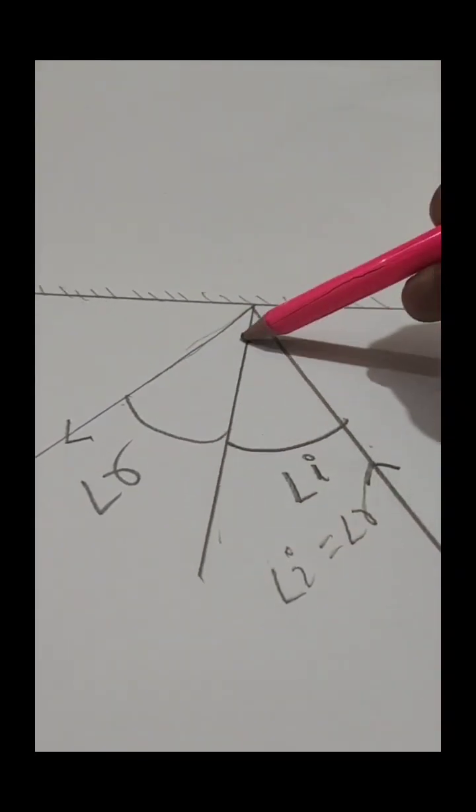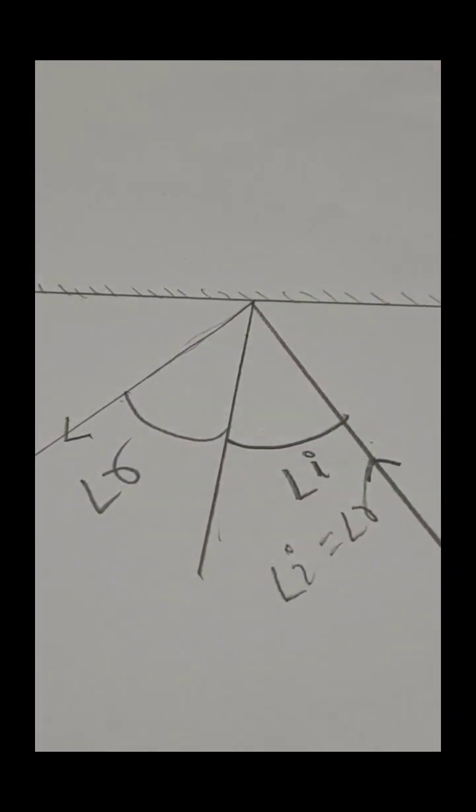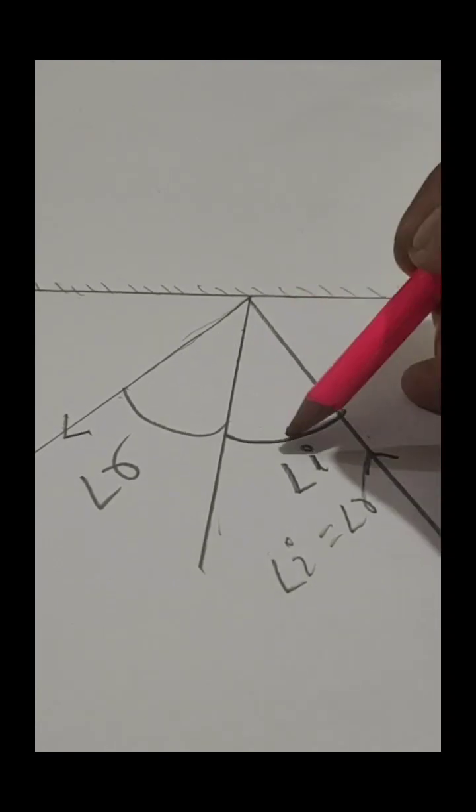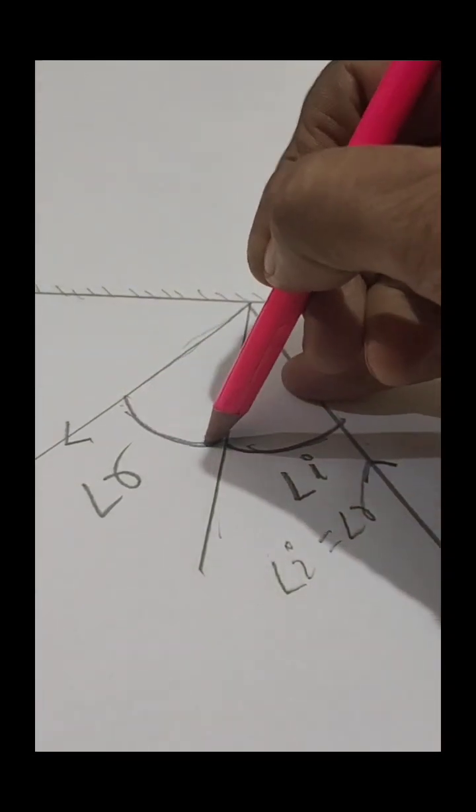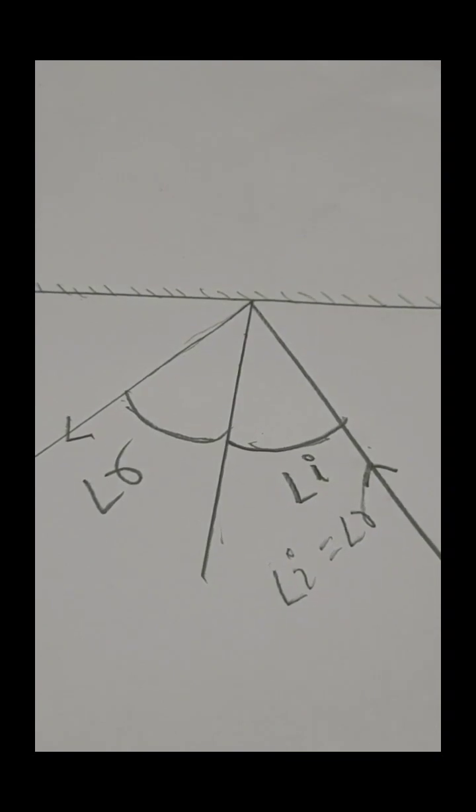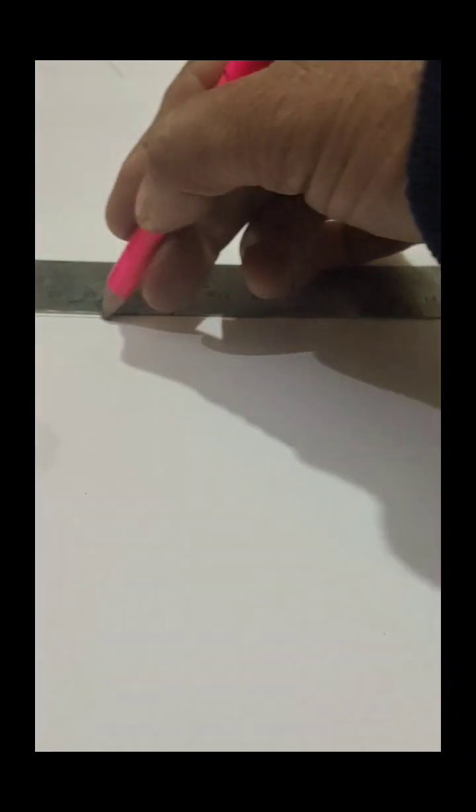Now the incident ray, reflected ray and the normal all lie on the same plane. Same plane means what? The plane of the mirror. So the two laws we can verify using laser light and a mirror.